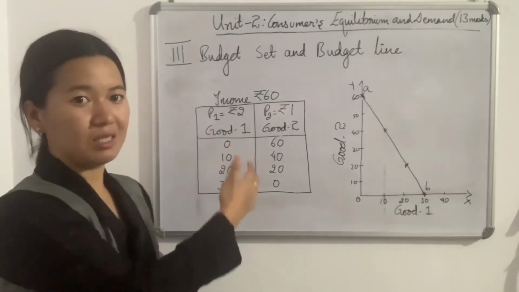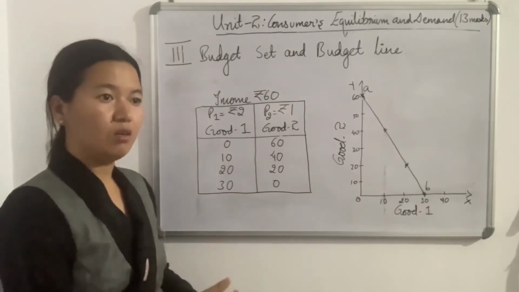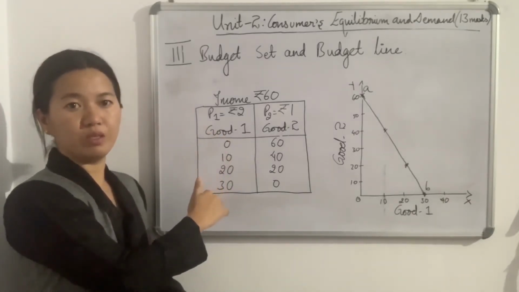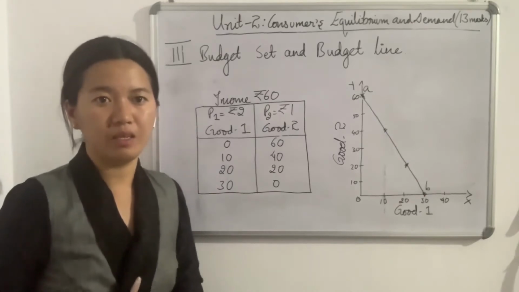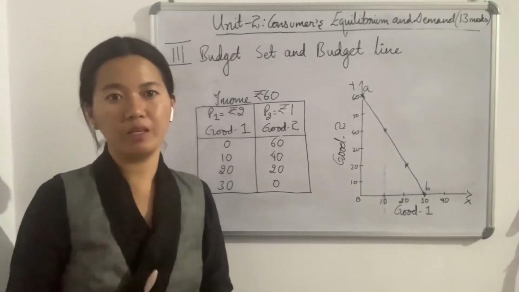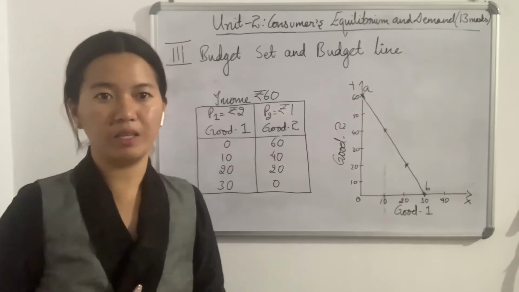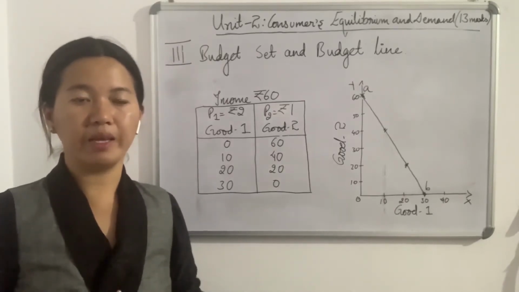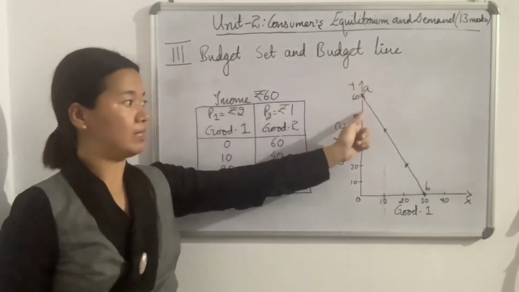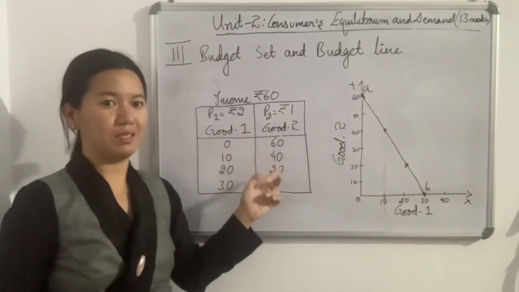So this is the budget set. So what is the meaning of budget set? It is the set, or it is the various combinations which the consumer is able to purchase given his income and the prices of two goods. He can either spend all of his income, or he can spend less of his income and keep the remainder as his saving. So this is the budget set. And what is budget line? It is a line, or it is a graphical representation of the budget set.